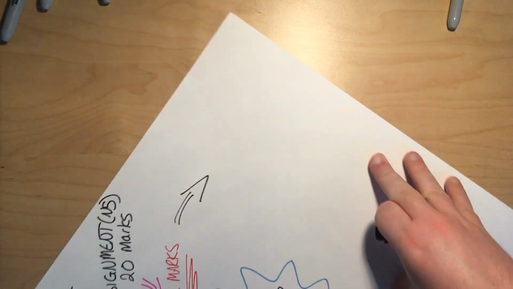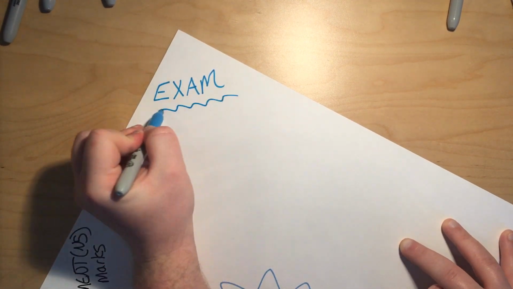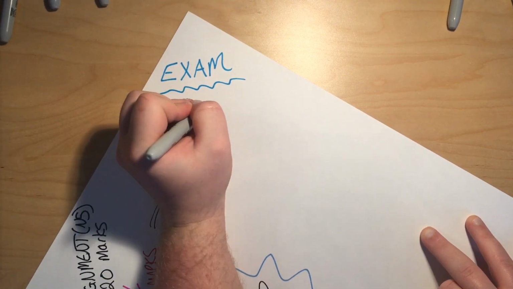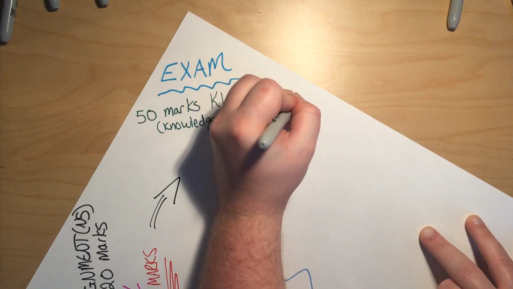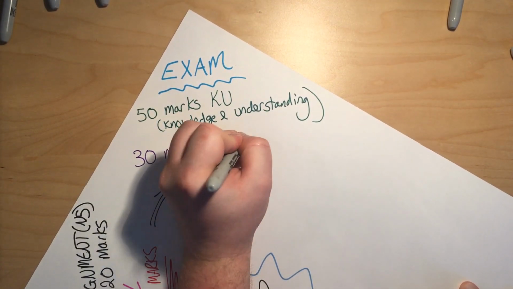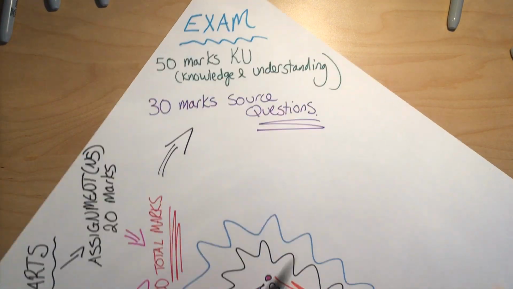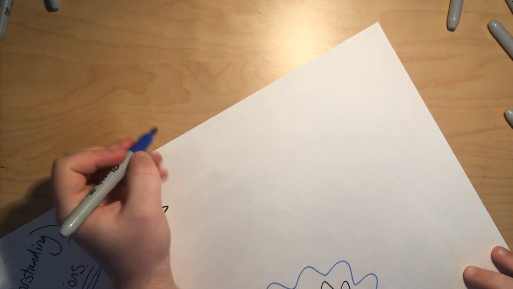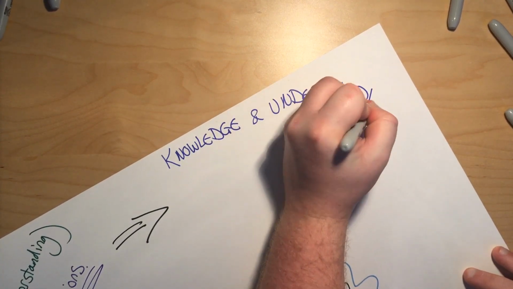When it comes to the exam, 50 marks are going to be knowledge and understanding questions, based on the content that we cover in class, and I'll touch on the different units in a little second. The other 30 marks are going to be from source questions. They're based not on what we cover in the course, but on the skills we use in interpreting evidence and information. How accurate is it? Is it biased? What conclusions can we draw from it? And what decisions can we make?